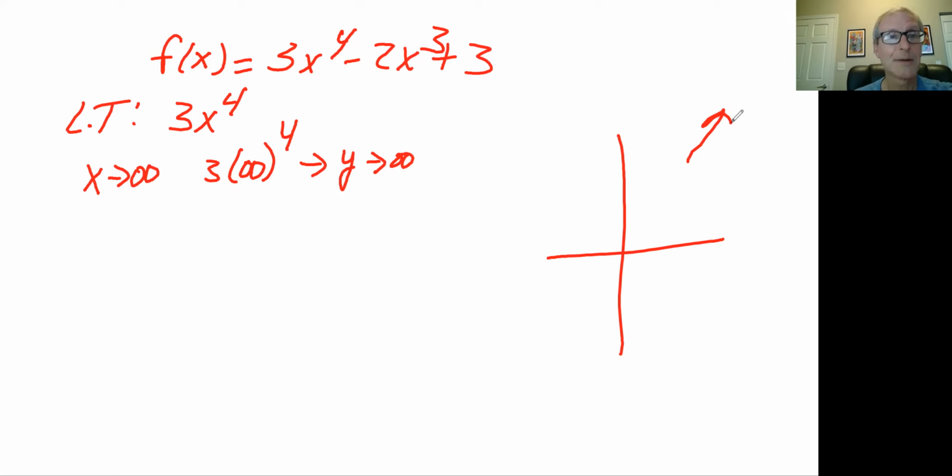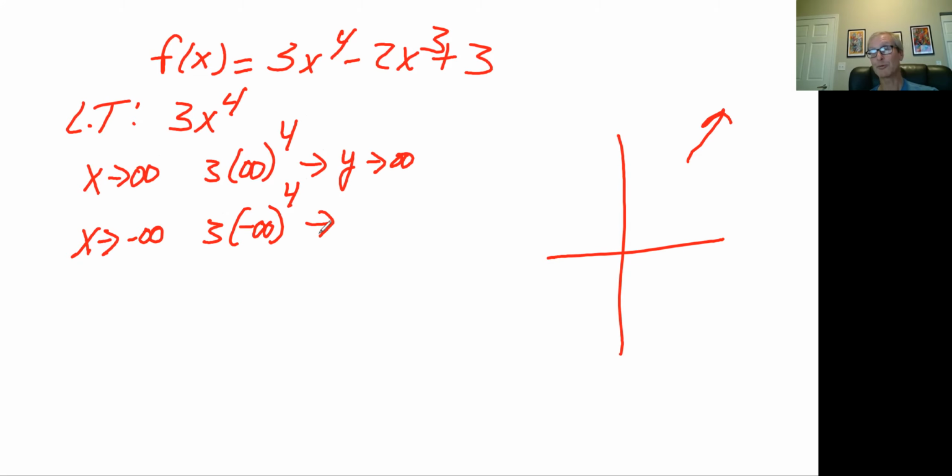So if you think about it, that would mean at the end of that graph, it's going to go up that way. So what happens as x goes to minus infinity? Well, that would be 3 times minus infinity to the fourth power. And so when you take something to the fourth power, you multiply it 4 times. So that means we have 4 negatives. 4 negatives turns into a positive. So this also goes to positive infinity. So you could see it goes up that way.